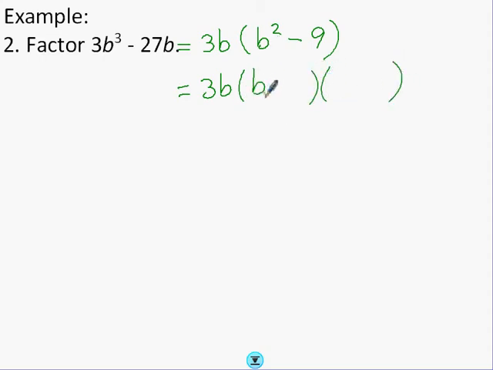The square root of b squared is b. The square root of 9 is 3. One is plus, the other is minus, and we are done.